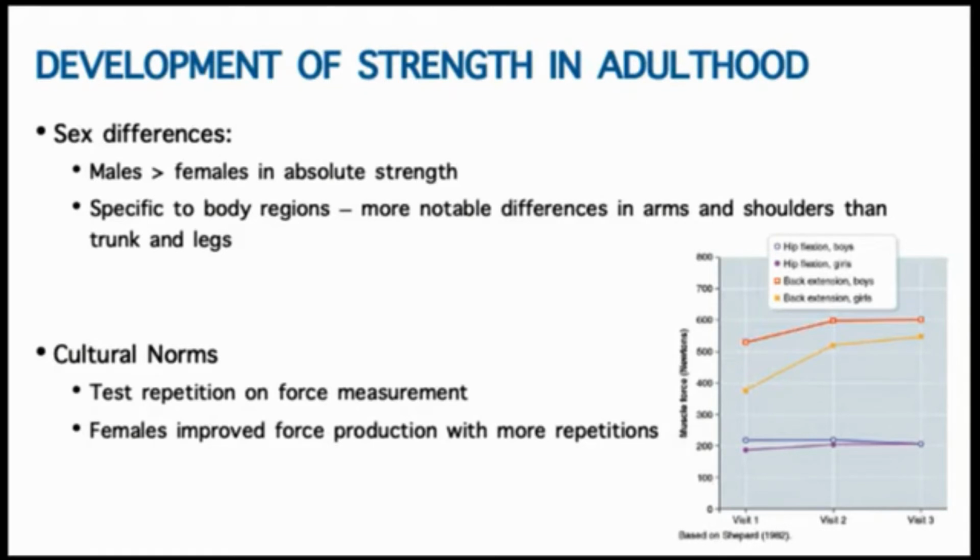Okay, there are also cultural norms to consider. There was a study that looked at repetition of force measurements on individuals that had never participated in strength training before. Okay. Females increased their force production with greater repetitions as compared to males, which is kind of interesting, right? But it points to the impact of environmental factors, because males are more known to engage in strength training compared to females, which I think is changing, right? We're changing the narrative, we're moving forward.